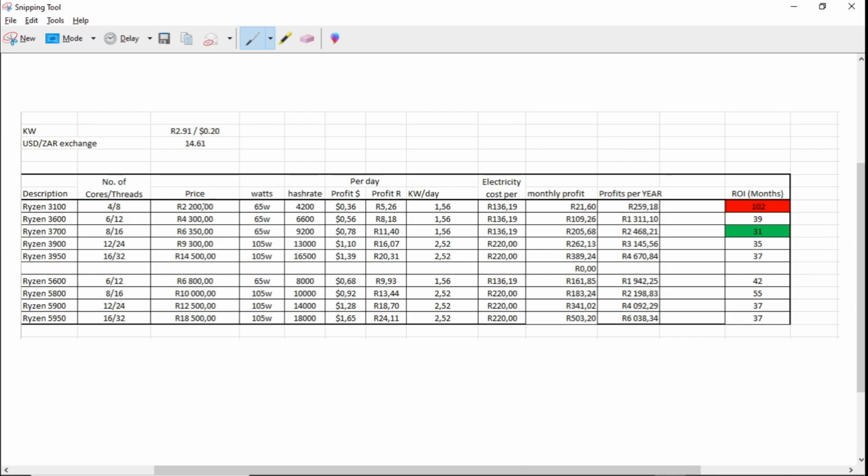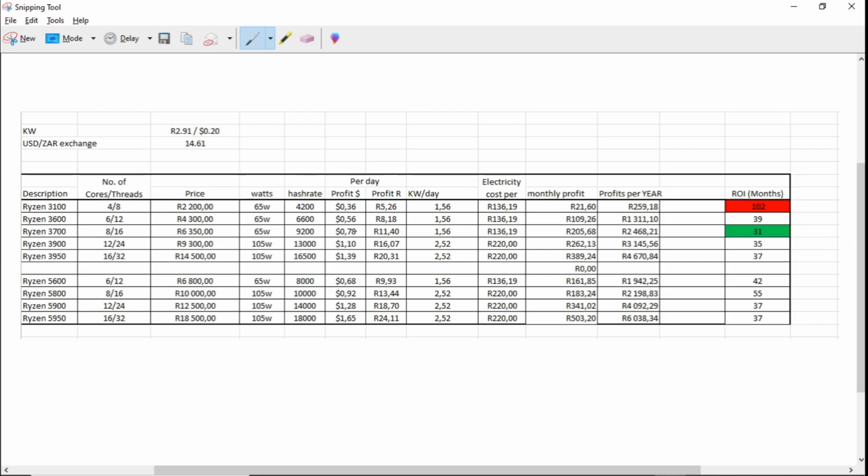We have the price of each CPU and what the wattage is, which is either 65 watts or 105 watts. That makes it easier to work out the electricity cost. The hash rates are from 4,200 to 18,000. All the hash rates were pulled from NiceHash.